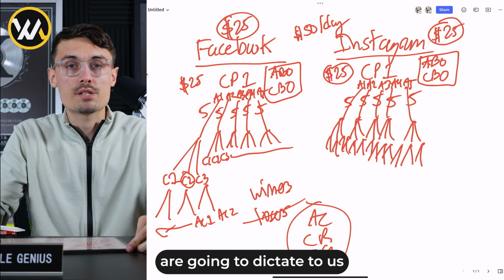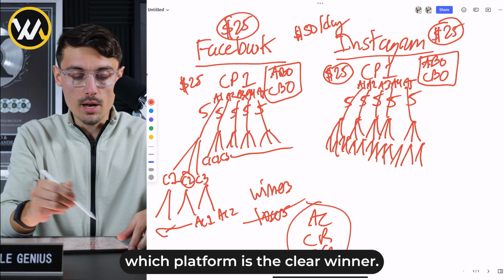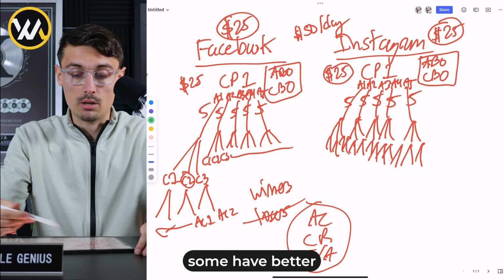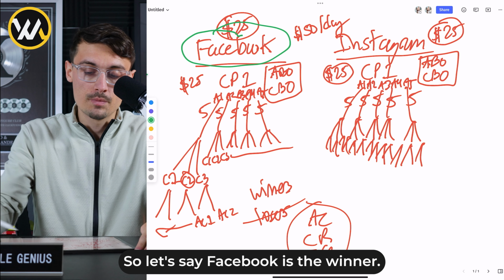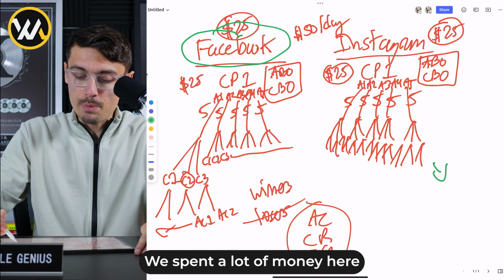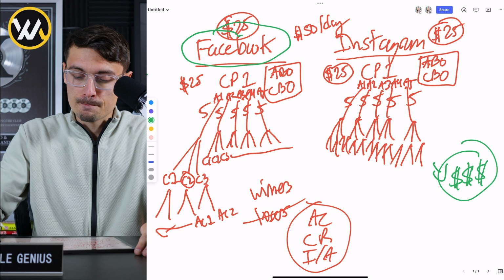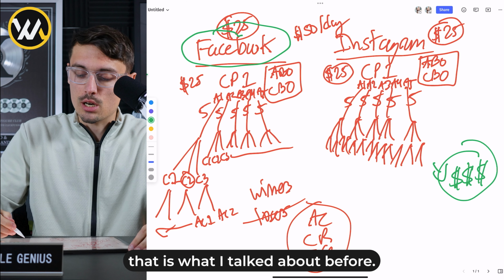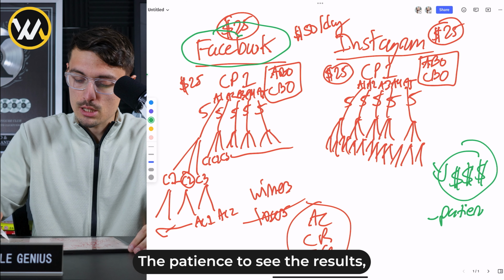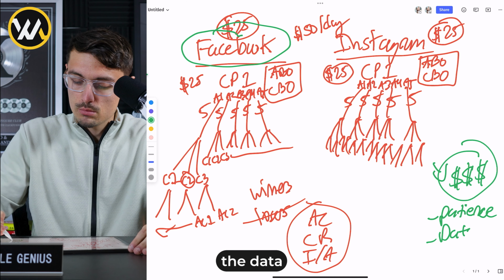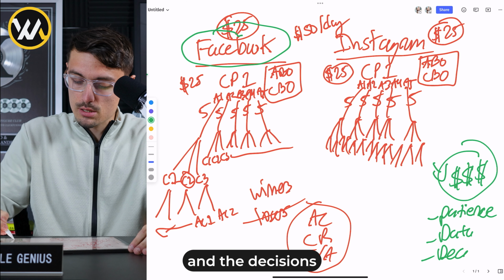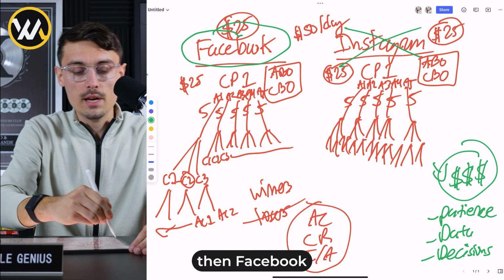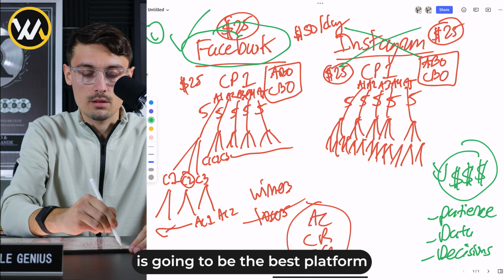These 3 things are going to dictate to us which platform is the clear winner, because some people have better quality leads on Facebook. Some have better qualities on Instagram. So let's say Facebook's the winner. Yes. Okay. We spent a lot of money here to find that Instagram doesn't work. You have to understand that that is what I talked about before. The patience to see the results, the data to analyze and leverage, and the decisions to know that Instagram is not a good platform for your business. That Facebook is going to be the best platform.